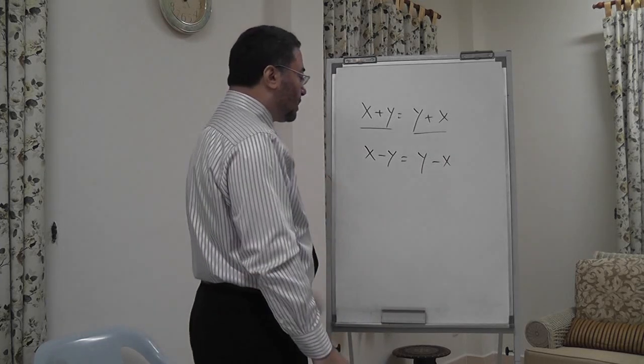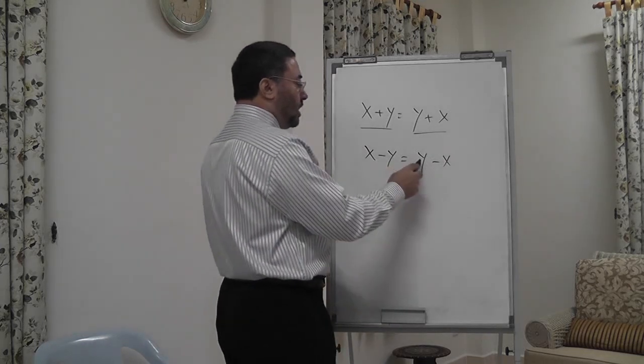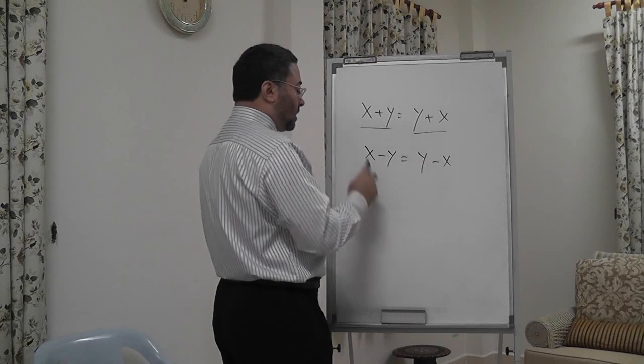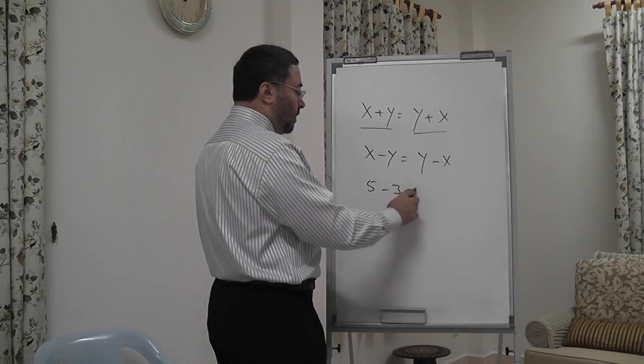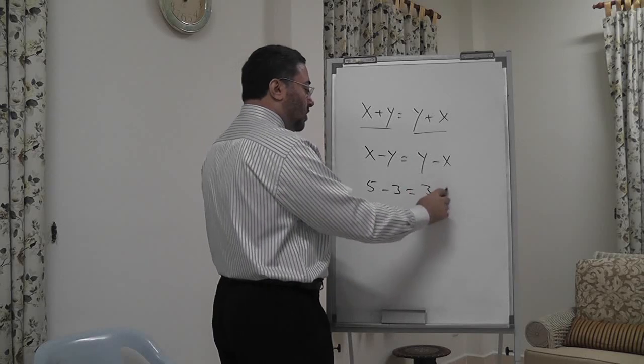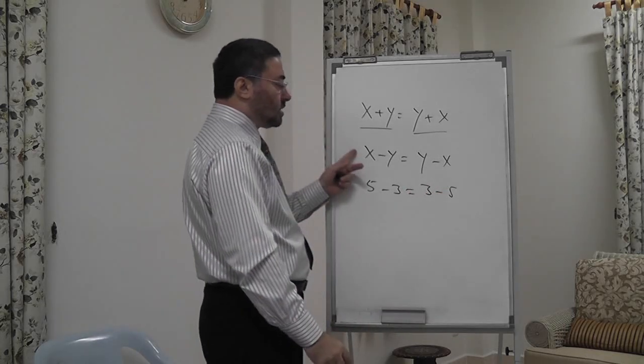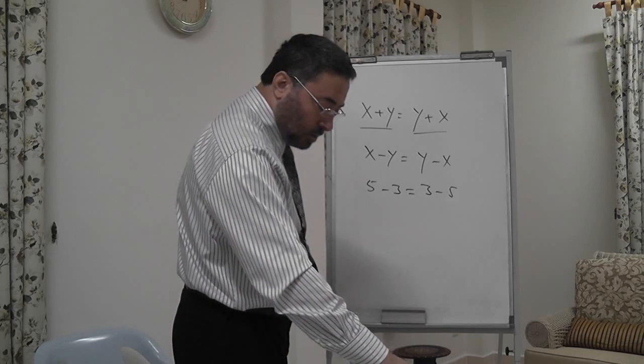This is a false statement. X minus y is not equal to y minus x. For example, replace x with 5 and y with 3. And that's not equal to 3 minus 5. So this statement is false for all numbers.